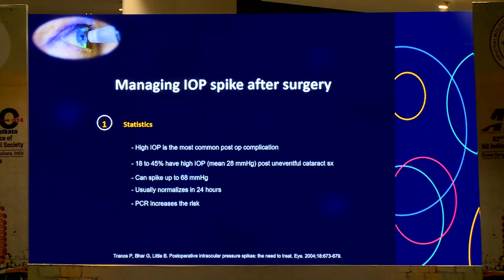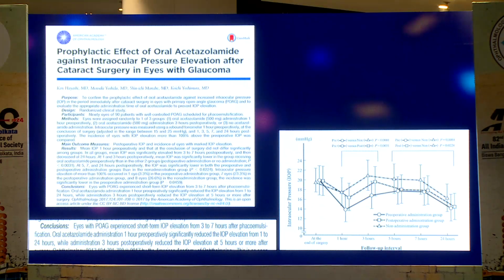So, talking about managing IOP after cataract surgery, high IOP remains the most common post-operative complication. As many as 45% have a high IOP of 28 millimeters or more for the first 24 hours. And this is an interesting article which shows that preoperative Diamox helps in bringing down this post-operative IOP spike, which usually happens 3 to 5 hours following a cataract surgery, which even a post-operative oral azithromycin does not address.